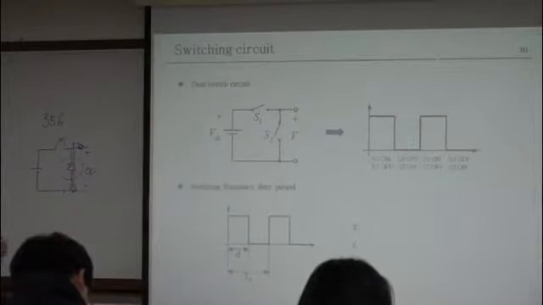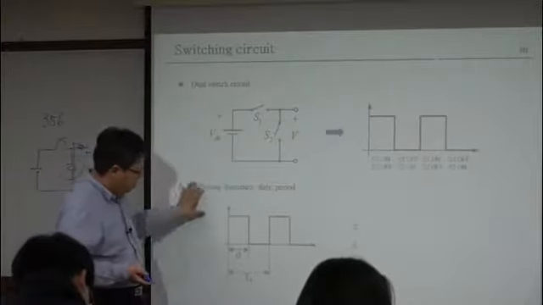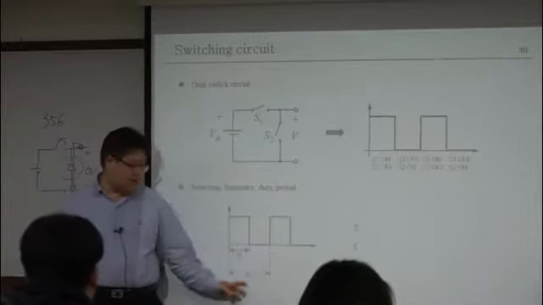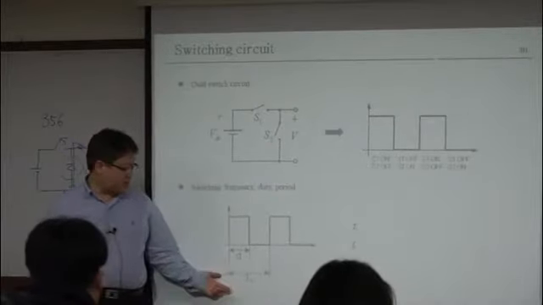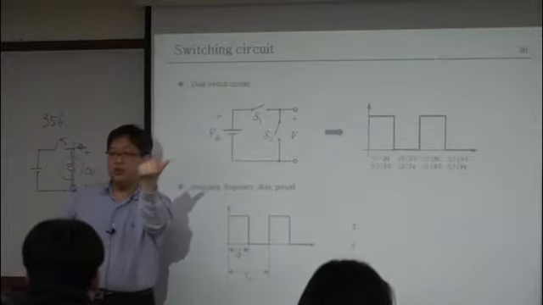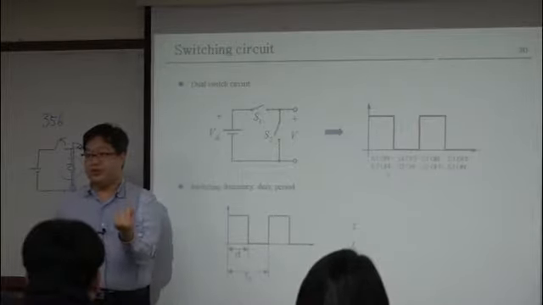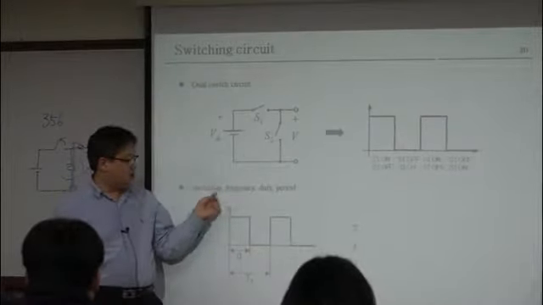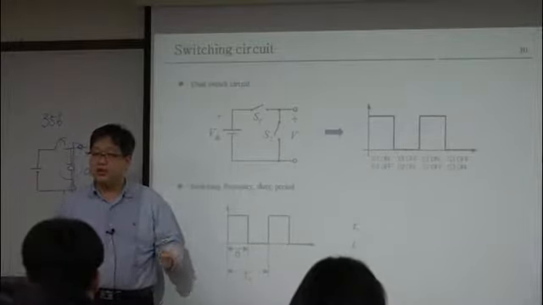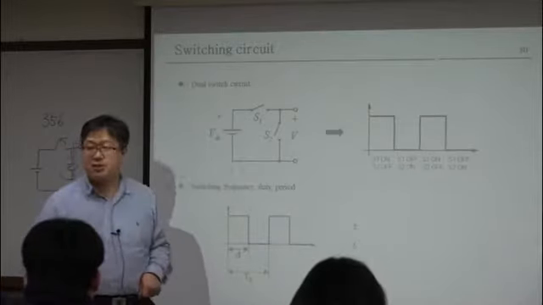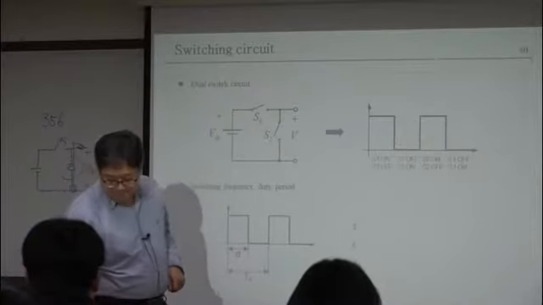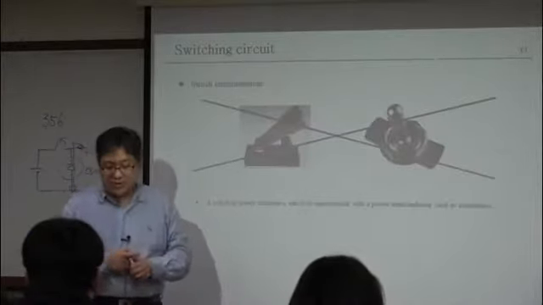Okay, let's simply define some switching frequency, duty, and period. Here your period is defined as Ts. Your duty is defined as the ratio of the turn on time over the period, right? And frequency is what? 1 over Ts. The inverse of the period is the switching frequency. Typically, you can use several kilohertz to several megahertz to implement the switching circuit. Okay, what about the switch implementation?